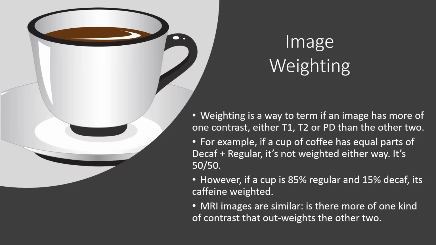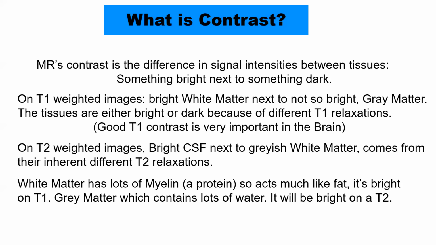So you've got three contrasts, and which one is going to dominate? For example, in a T1 weighted image, you've got bright white matter next to not so bright gray matter. So the tissues are either bright or dark because of T1 relaxation differences. So a good T1 contrast is very important in the brain. So T1, we're going to have bright fat and dark fluid.